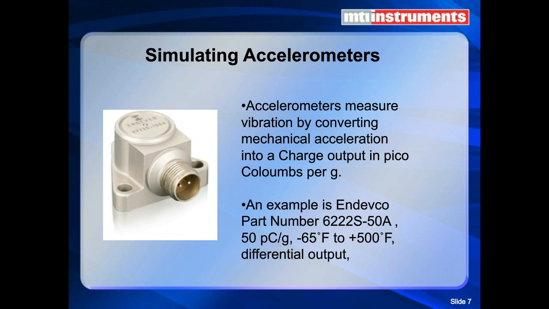In our first practical example, we're going to talk about simulating accelerometers. Accelerometers are used to measure vibration of rotating equipment, jet engines, pumps, generators, diesel, and gas engines. What this sensor does is it converts the acceleration portion of the vibration signal into a picocoulomb per G output. And then typically you have a charge amplifier connected to this to convert that into a voltage. An example here is this Endevco part. This is typically what you would find in the aviation industry, bolted to the side of a jet engine.